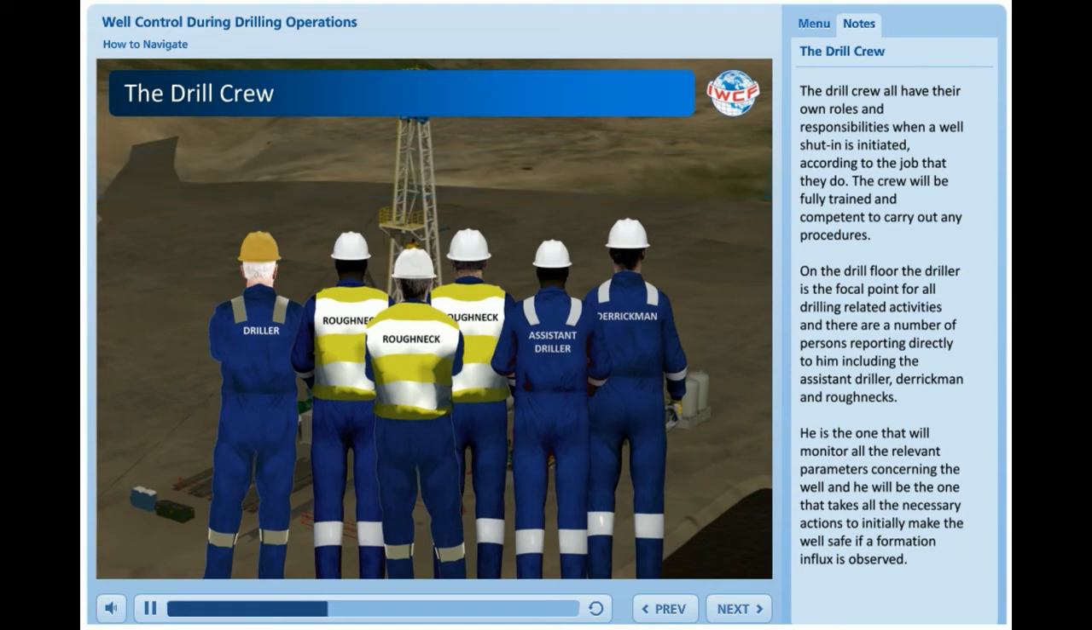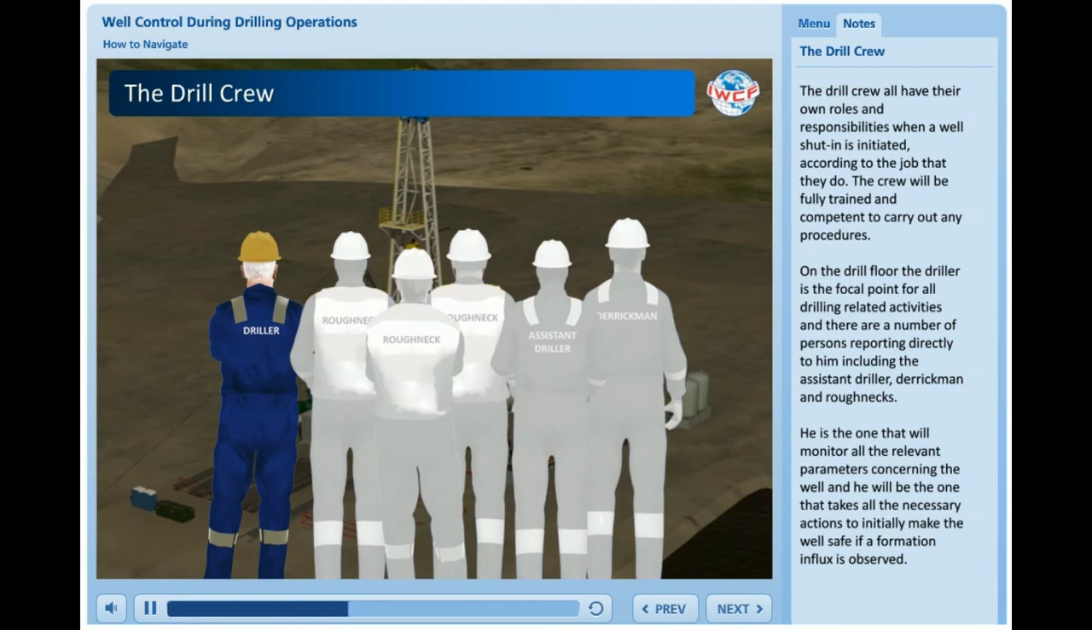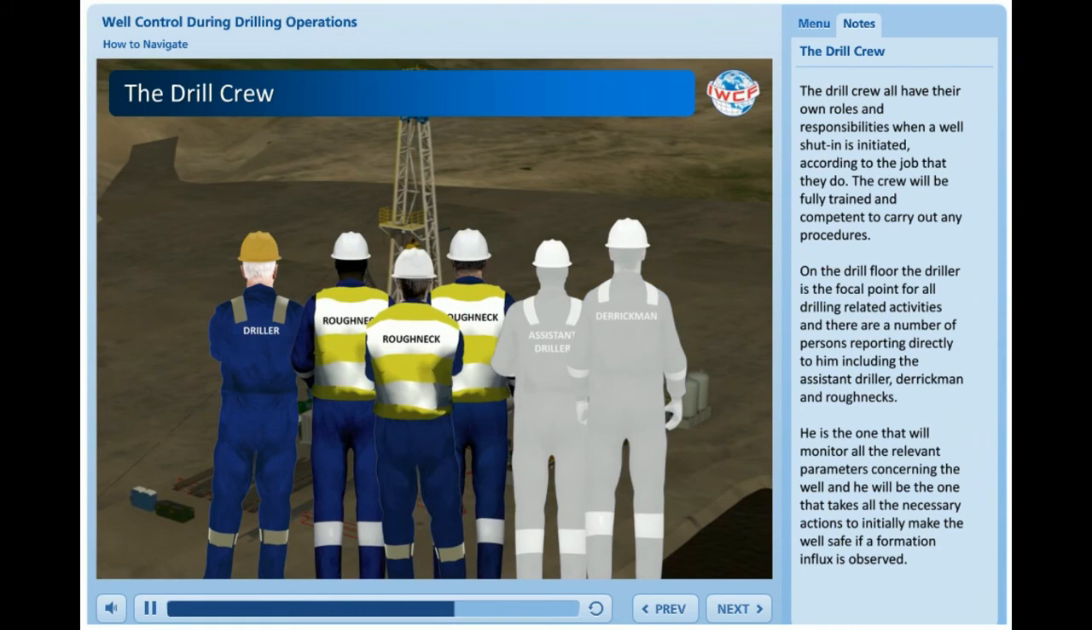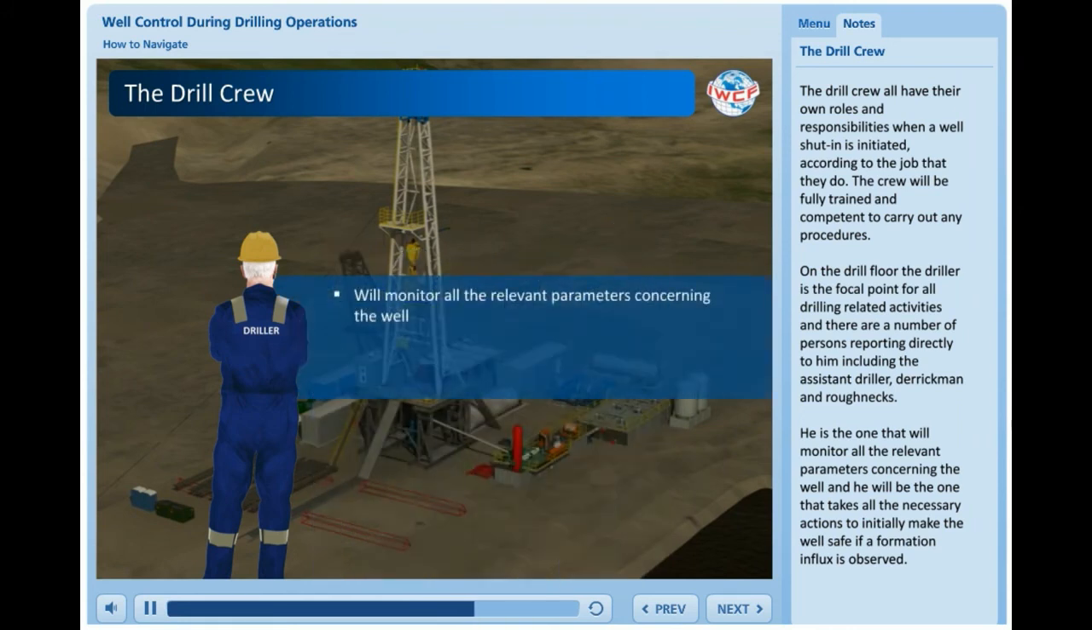On the drill floor, the driller is the focal point for all drilling-related activities, and there are a number of persons reporting directly to him, including the assistant driller, derrickman, and roughnecks. He is the one that will monitor all the relevant parameters concerning the well, and he will be the one that takes all the necessary actions to initially make the well safe if a formation influx is observed.